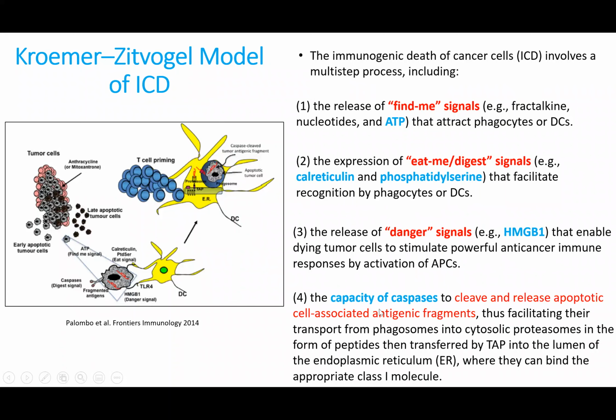All this is in addition to the capacity of caspases to cleave and release the apoptotic cell-associated antigenic fragments. Those fragments of antigens will be transported from phagosomes to cytosolic proteasomes in the form of peptides, which will then be transferred into the lumen of the endoplasmic reticulum and bind the appropriate MHC class 1 molecule. Now, dendritic cells will be able to induce priming of T cells, and T cells will infiltrate the tumor and attack the cancer cells expressing those antigens.